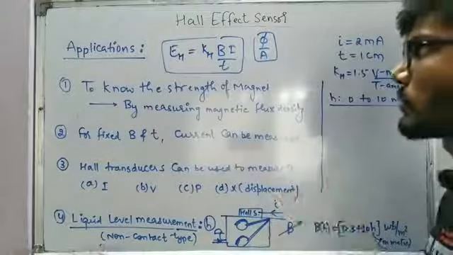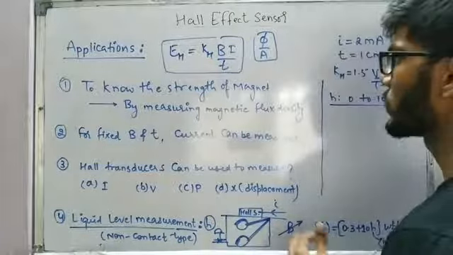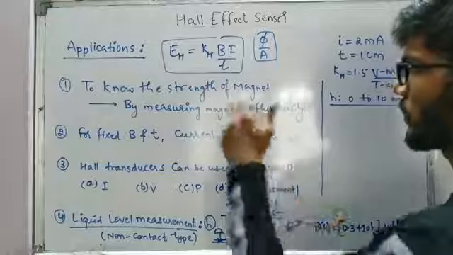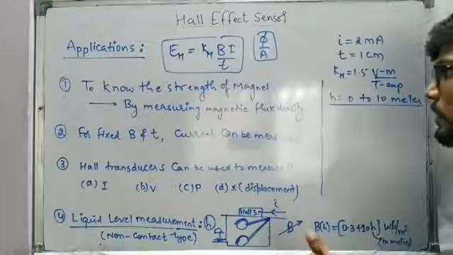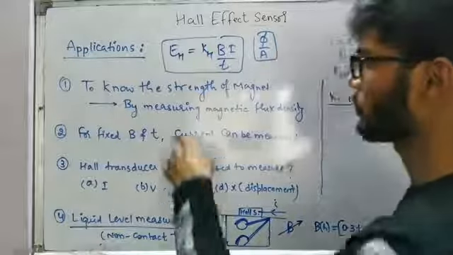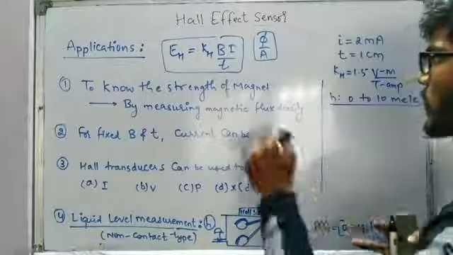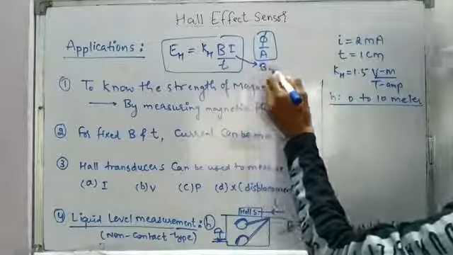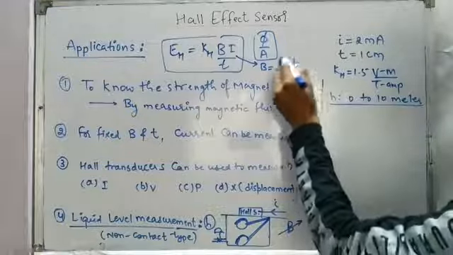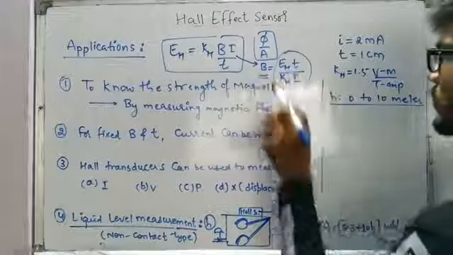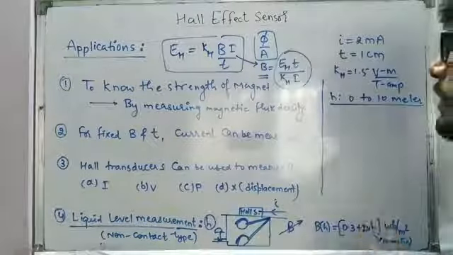So how are we going to make use of this particular effect? The first application is to know the strength of a magnet, right? We have the Hall coefficient, we can measure the thickness, and also we have the value of current. So by measuring the output voltage we have the value of EH. By making use of this formula we can write it as EH into T divided by KH into I. So if we have all these four things, we can measure the magnetic field strength. So this is the first application.